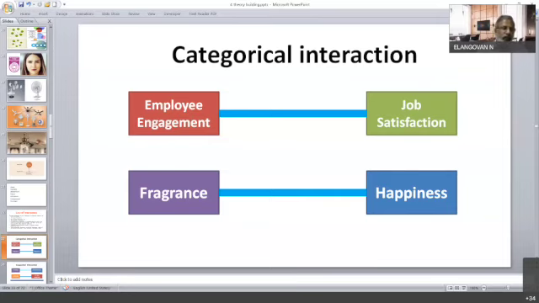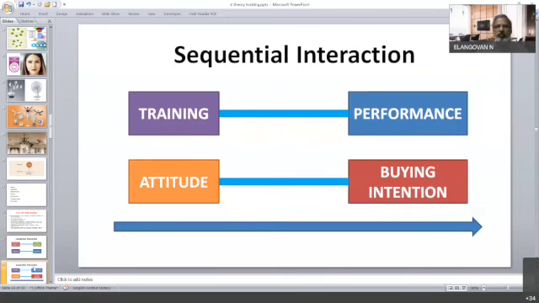Now coming to the second type of relationship or association, where there is a timeline. That is, this will be present before this. There is a connection, but performance will appear only after the training. So the connection where we are saying that one is present before the other one.